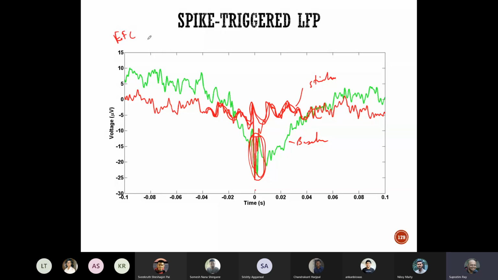Now I'm going to try to do what is called spike field coherence, spike versus field.